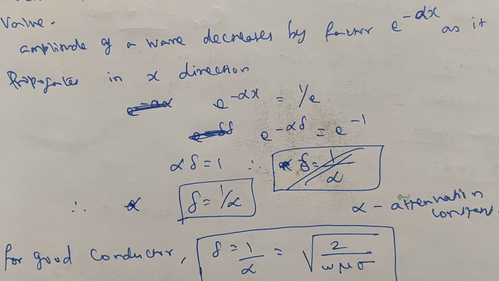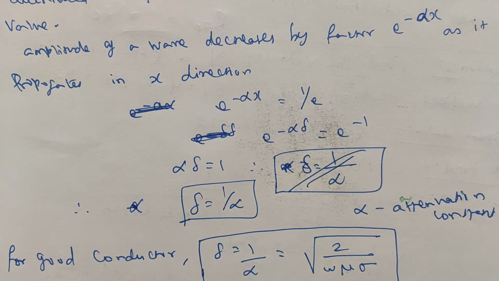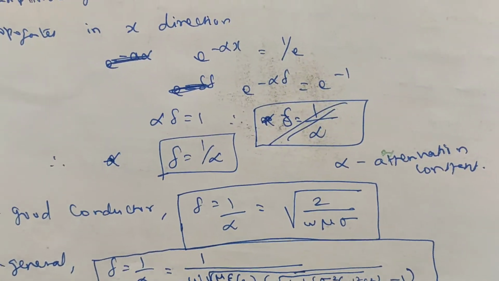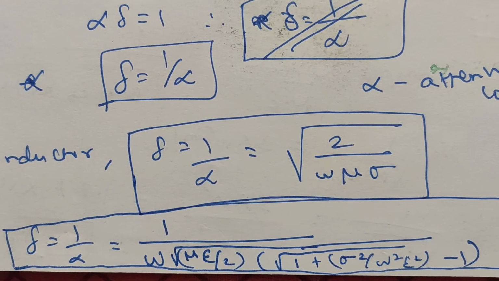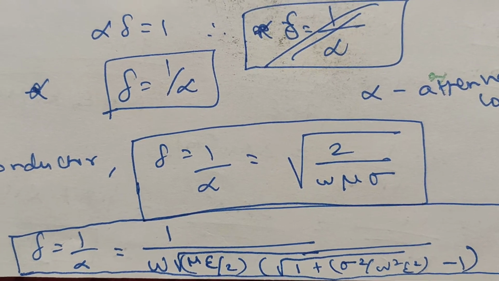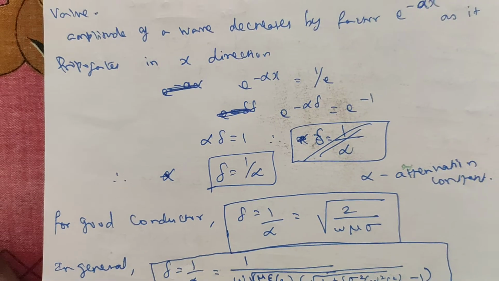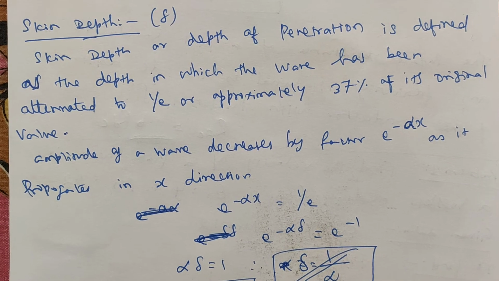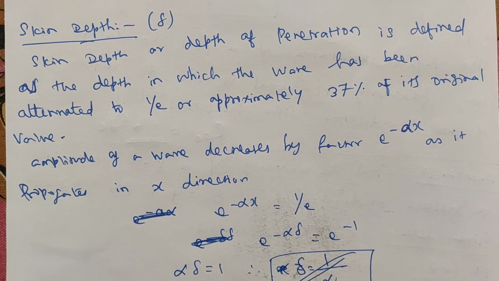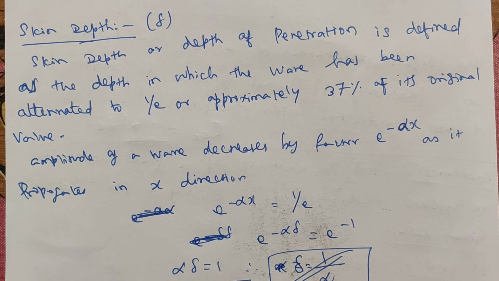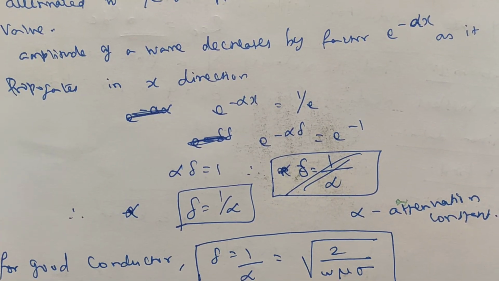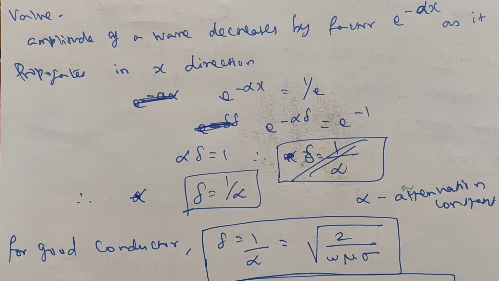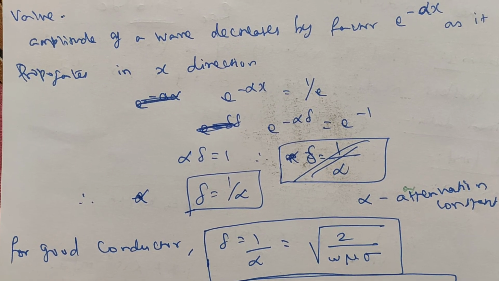So let me repeat it. For a good conductor, the skin depth δ is equal to the square root of 2/(ωμσ). In general, the skin depth δ is equal to 1/α, which is given by this particular function. So to summarize, skin depth is the depth of the conductor at which the wave attenuates to 37% of its initial magnitude. So deriving delta, delta is equal to 1/α, alpha is the attenuation constant, and for a good conductor, delta is equal to the square root of 2/(ωμσ).